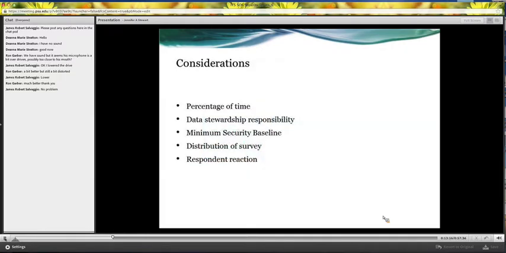So, some considerations. As I mentioned several times, one of the things we wanted to give a lot of thought to is the percentage of time required for this. Some estimates have been as high as 20%. We're still trying to really tack that down.